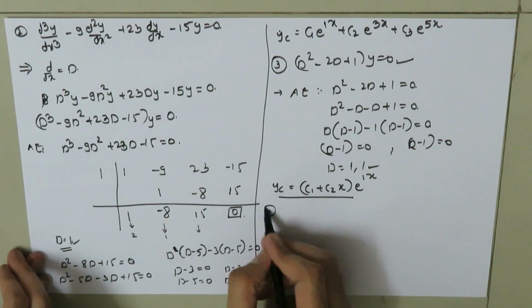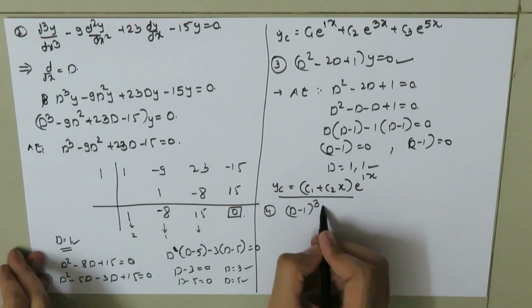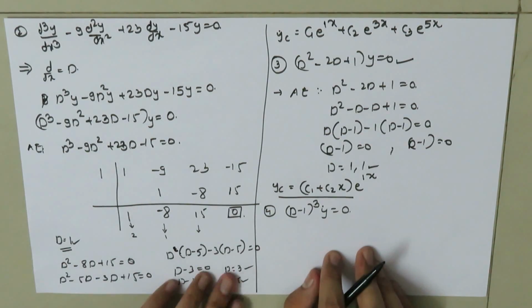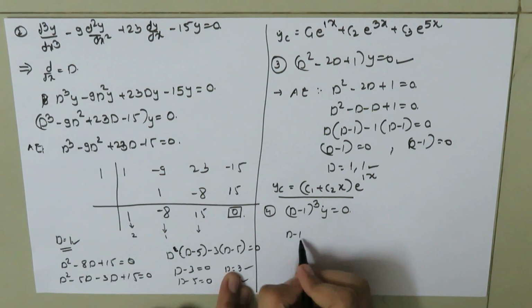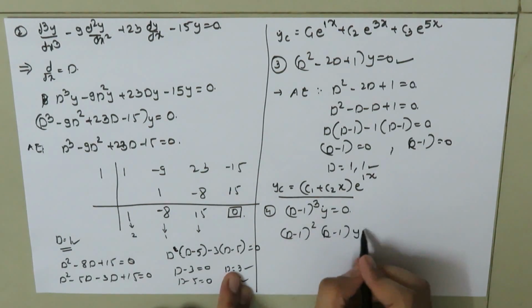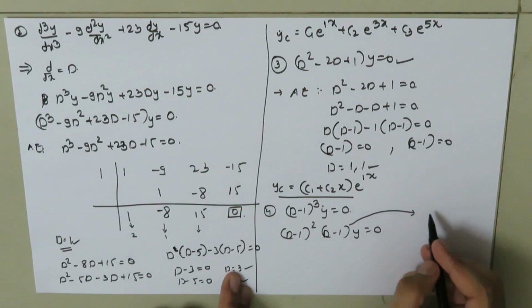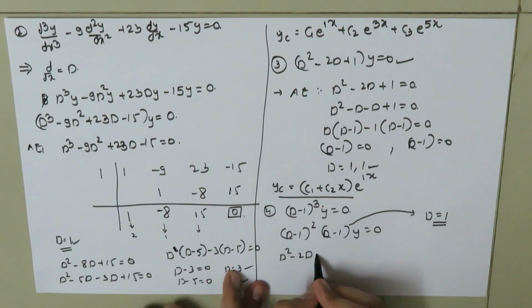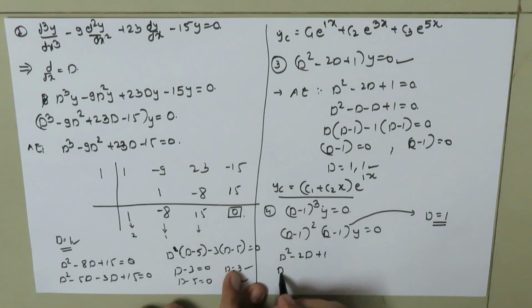So let's take another example. (d minus 1) to the power 3 times y is equal to 0. So we can write this equation as (d minus 1) square times (d minus 1) times y is equal to 0, and from this term it is very clear that d is equal to 1 is our one root, and we can write this equation in the form of a square minus 2ab plus b square. And now we can split this equation, so this will be d minus 1 equal to 0 and d minus 1 is equal to 0.